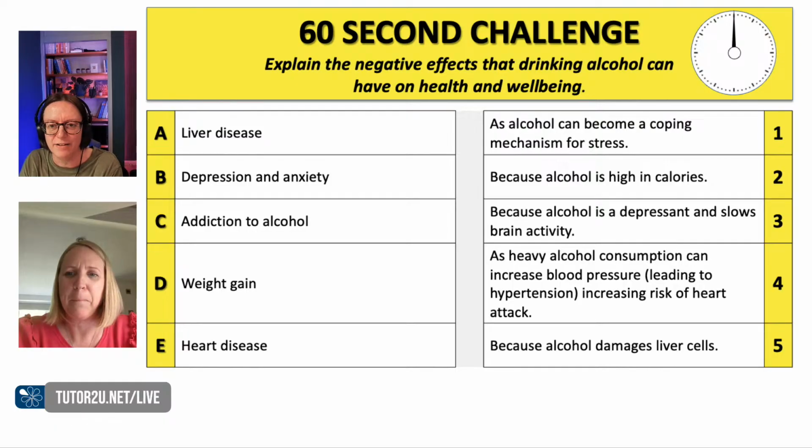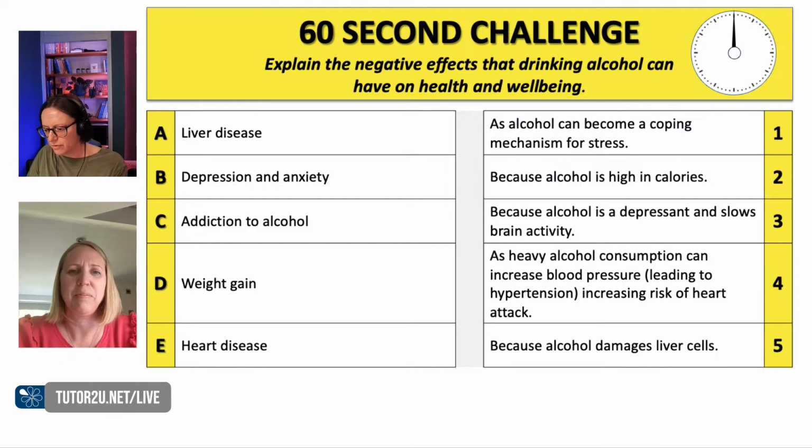So Ellen has said A5, so liver disease because alcohol damages liver cells. That sounds great to me. Ellen then says B3, depression and anxiety because alcohol is a depressant and slows down brain activity. Sounds very good. C1, addiction to alcohol as alcohol can become a coping mechanism for stress. D2, weight gain because alcohol is high in calories. And then heart disease as heavy alcohol consumption can increase blood pressure, leading to hypertension. So hypertension, high blood pressure, increasing risk of heart attack. Well done, Ellen, and well done everyone else that got that one correct.